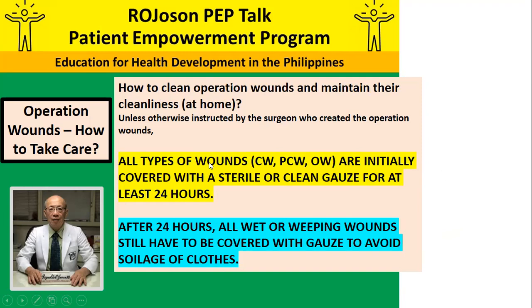So all types of wounds are initially covered with a sterile or clean gauze for at least 24 hours. After 24 hours, all wet or weeping wounds, okay, still have to be covered with gauze to avoid soilage of the clothes. Okay. So yung mga nababasa na sugat because of the open wounds, partially open wounds, pwedeng lagyan pa rin ng gasa para hindi ma-soil yung damit. No?